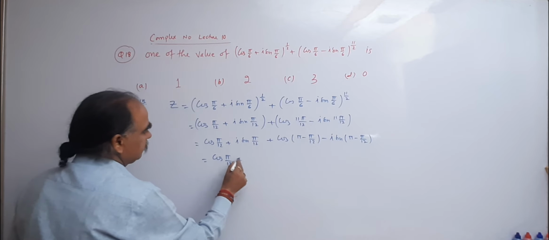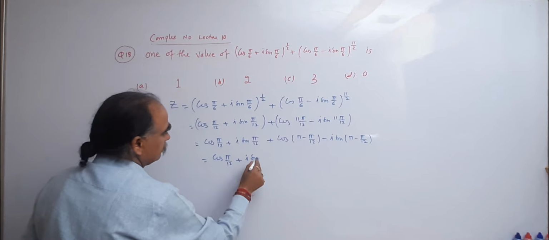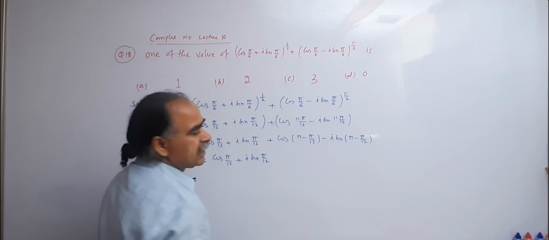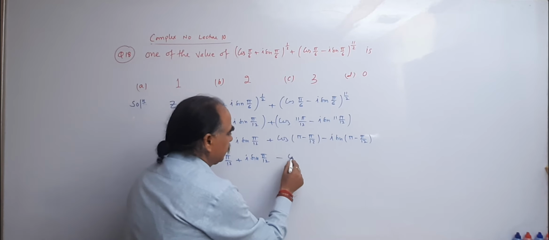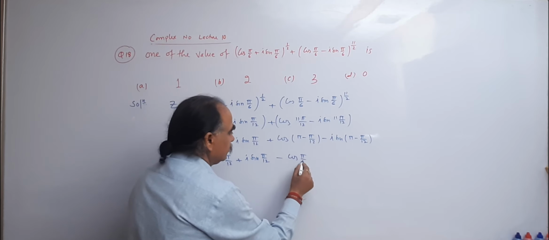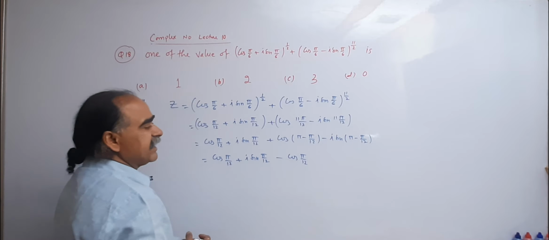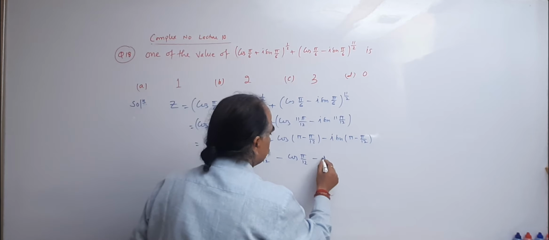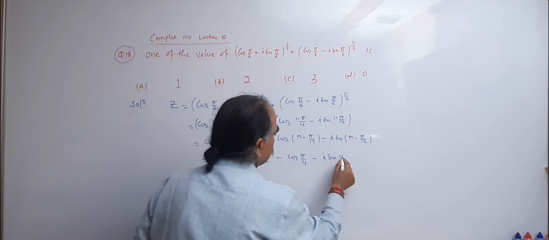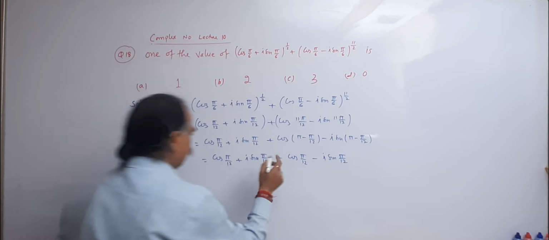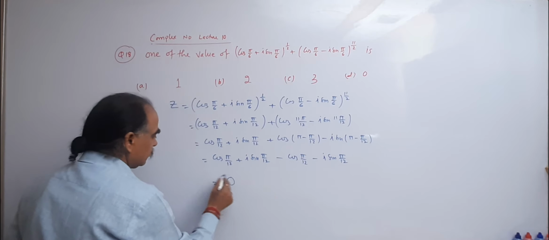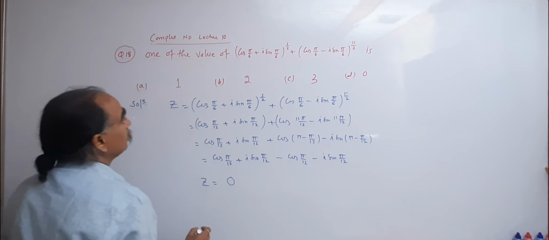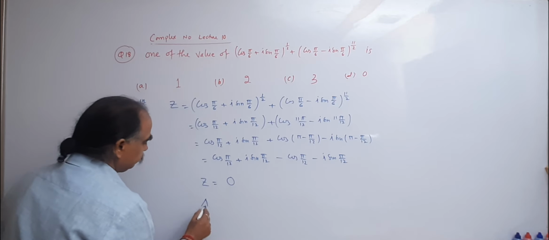Cos pi by 12 plus i sin... cos(pi minus pi by 12) is what? Minus cos pi by 12. And sin(pi minus pi by 12) is what? Sin pi by 12. Both will cancel each other. You'll get 0. The answer is what? D.